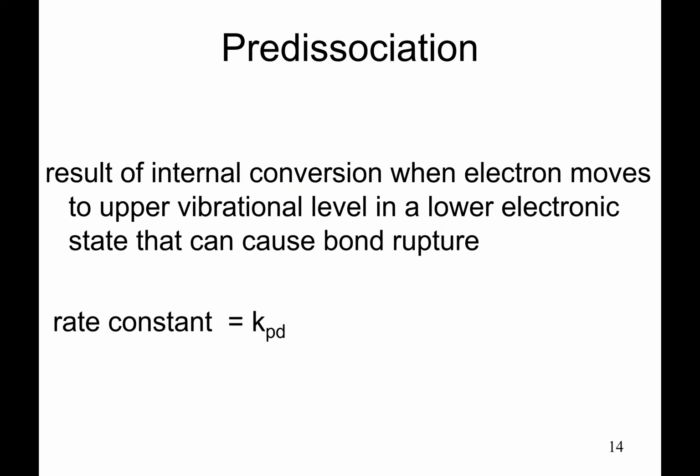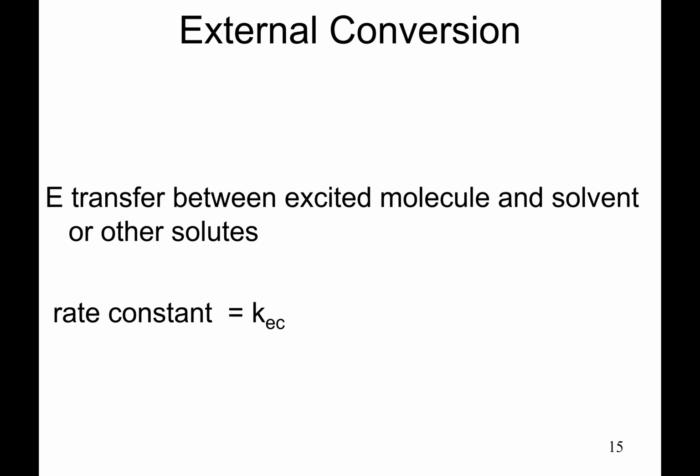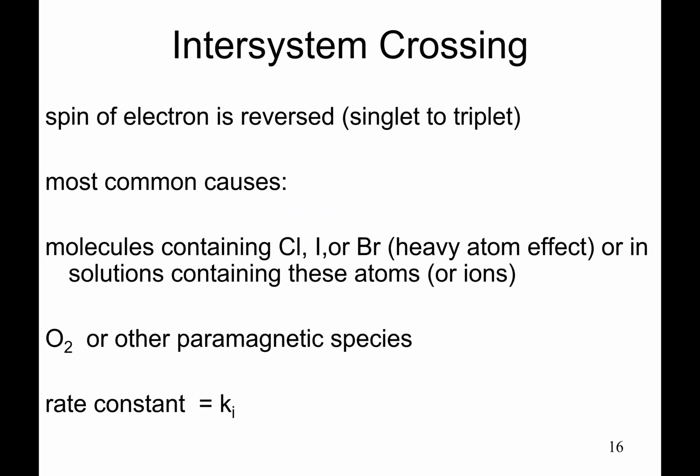Predissociation is a result of internal conversion, where an electron moves from upper vibrational levels to a lower one, and it can cause bond rupture. That's why it's called predissociation. All right, intersystem crossing. Now, we gave this for intersystem crossing: chlorine, iodine. If they are in a solution, that's what we call the heavy atom effect. Others, like oxygen or other paramagnetic systems, cause intersystem crossing.